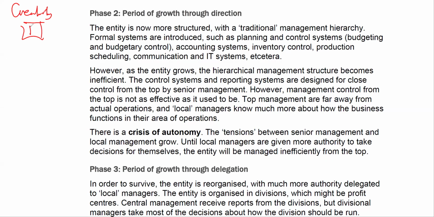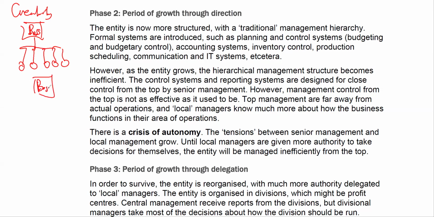There's the boss, right? There's just the boss here and the staff under, right? All the staff. These are all staff: staff 1, staff 2, staff 3, staff 4. Now, as you solve the crisis of leadership, and now you have a lot of staff, you have control systems, you have planning systems.